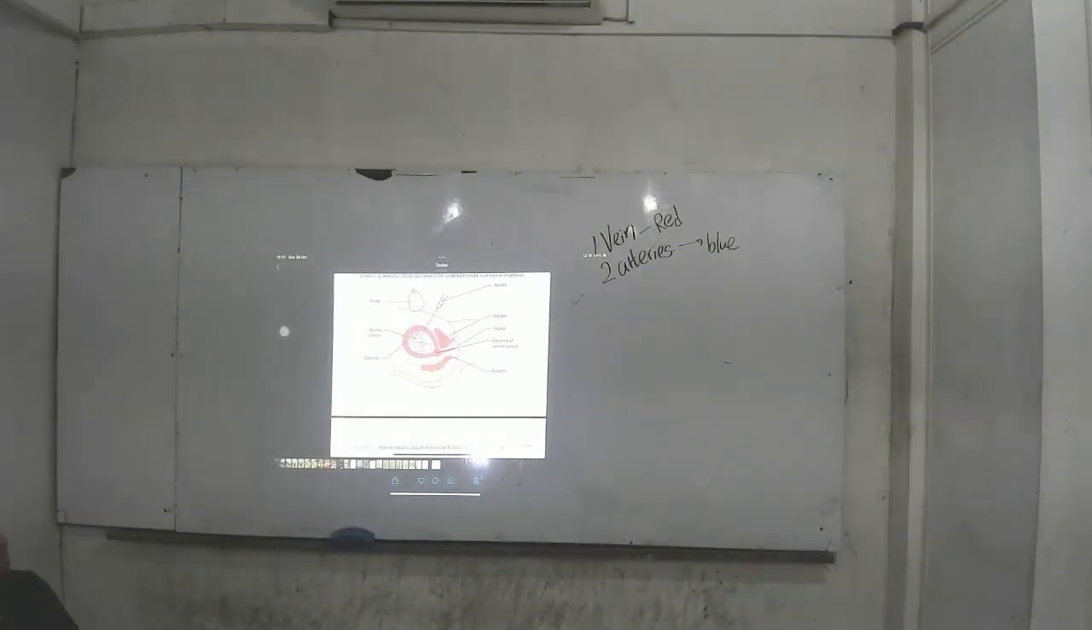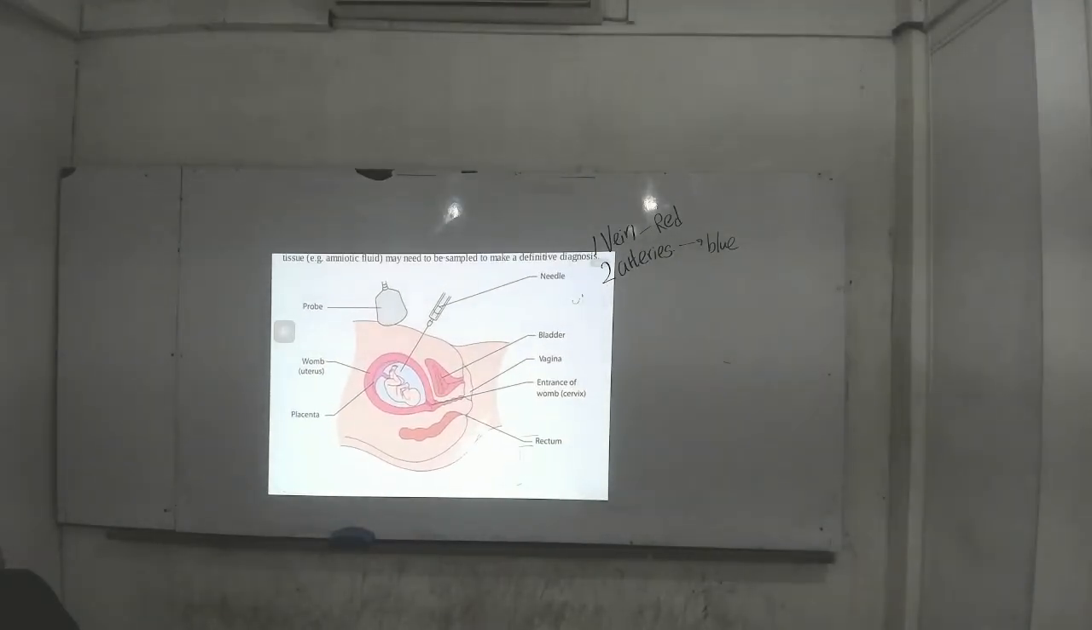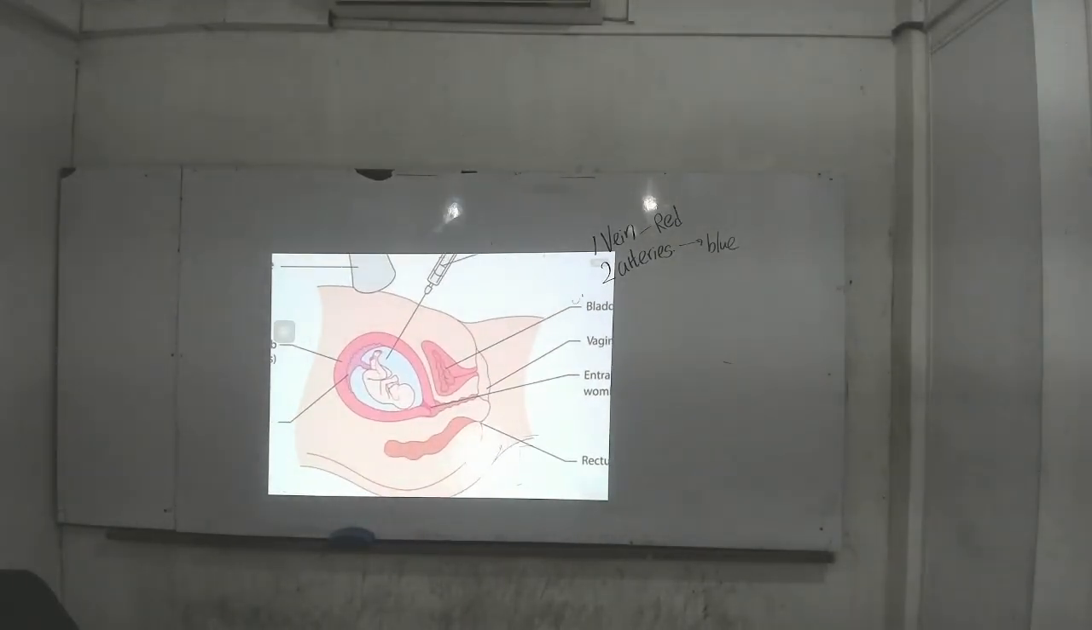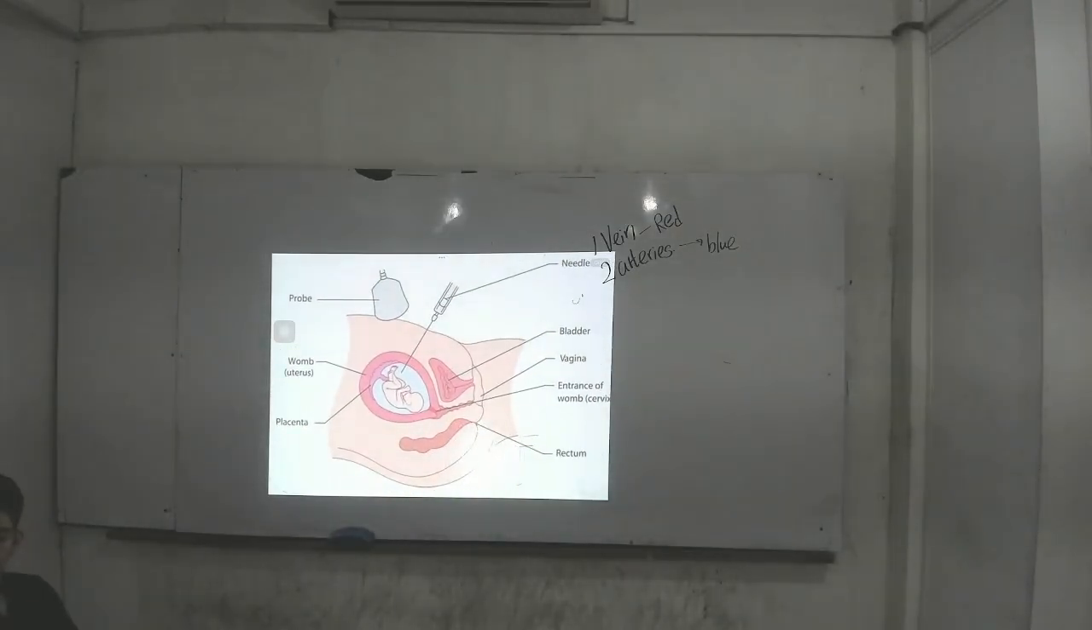Chorionic villi sampling. There's another thing that we can do. Where is the needle being inserted here? Into the amniotic cavity. So the amniotic cavity contains what? Amniotic fluid. So what did I say is included in the amniotic fluid?